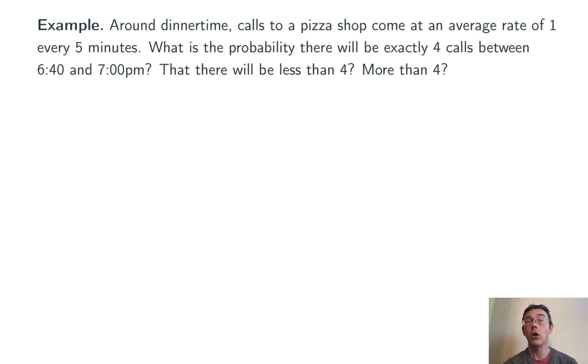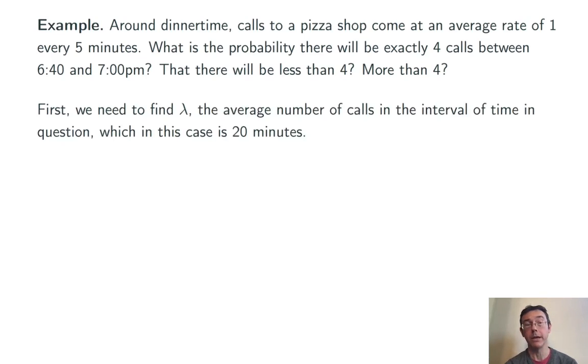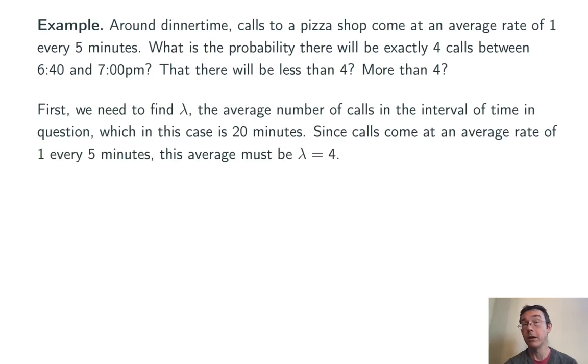Around dinner time, calls to a pizza shop come in at an average rate of 1 every 5 minutes. What's the probability that there will be exactly 4 calls between 6:40 and 7 p.m.? What's the probability that there will be less than 4 and more than 4 calls in that period? First of all, we need to find the parameter lambda, the average number of calls in the interval of time in question. In this case, from 6:40 to 7 p.m., 20 minutes. Now we know they come in at an average rate of 1 every 5 minutes, so the average that we'll expect in a 20-minute period is going to be lambda equals 4.